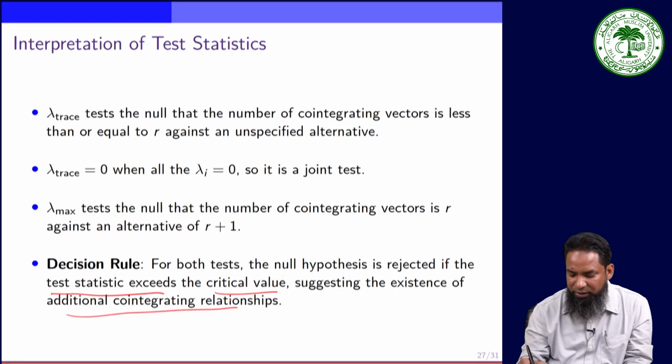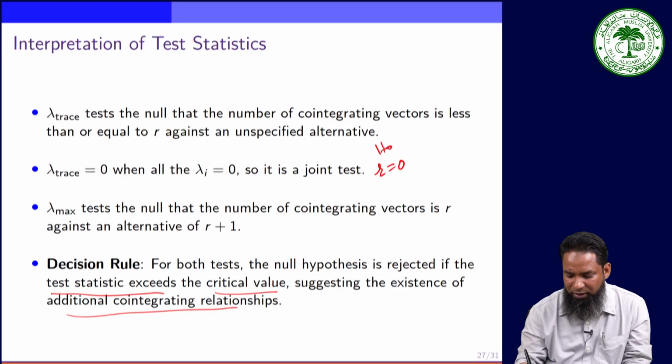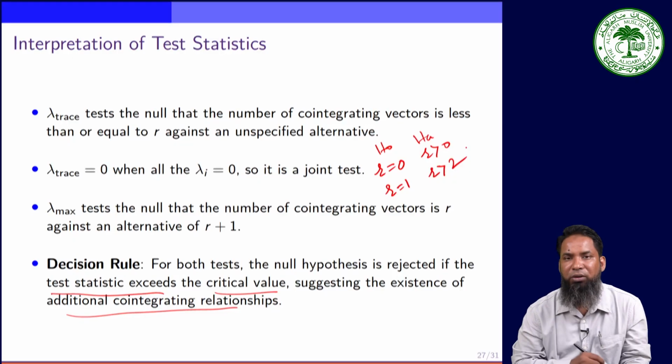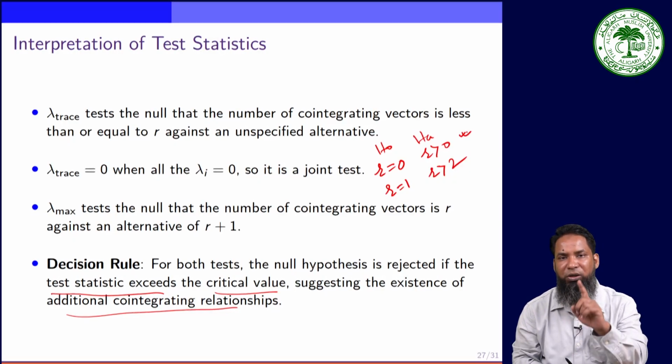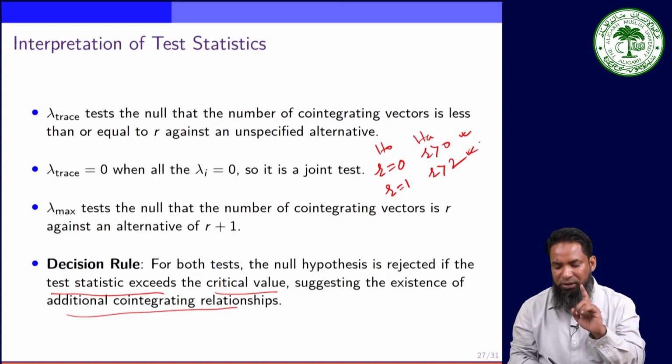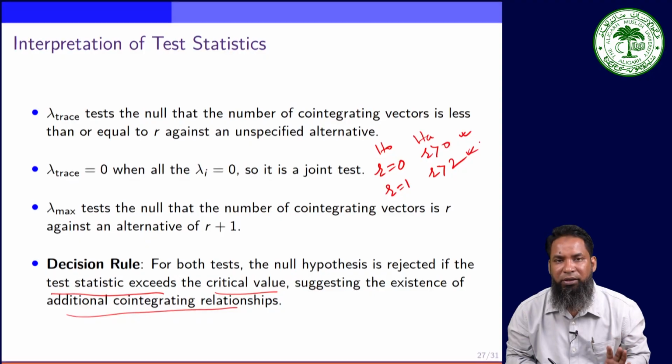So basically here, in the first case we assume there is no cointegration, that is r equals 0, as the null, against the alternative that r is more than 0. Then in the second step, the null is that the cointegrating vector is 1 against the alternative that it is more than 1. So if we reject the first null, that means there is at least one cointegrating vector. If we reject the second, that means there is more than one cointegrating vector.